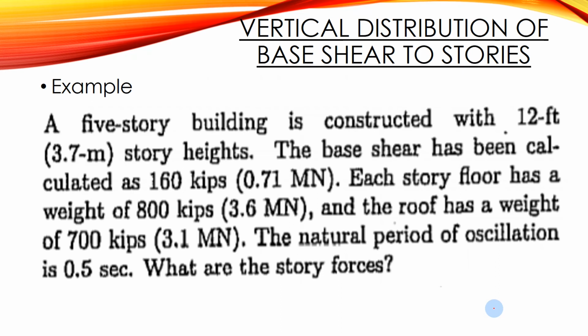So now proceed sa example guys. A 5-story building is constructed with 12 feet or 3.7 meter story heights. So the base shear has been calculated as 0.71 meganewton. Each story floor has a weight of 3.6 meganewton and the roof has a weight of 3.1 meganewton. So the natural period of oscillation or T is equal to 0.5 seconds. So what are the story forces?